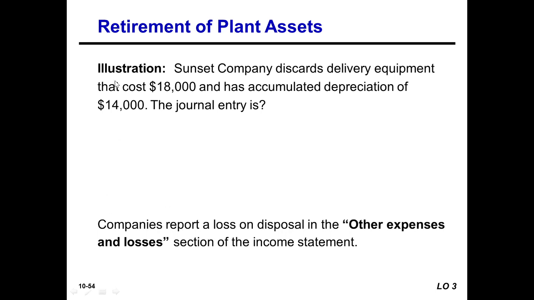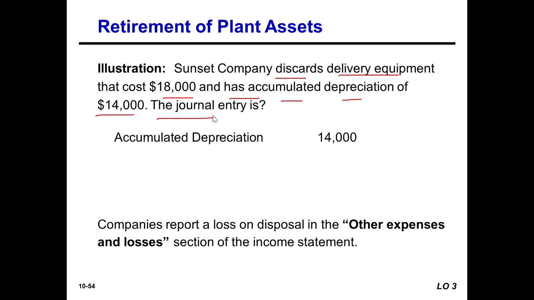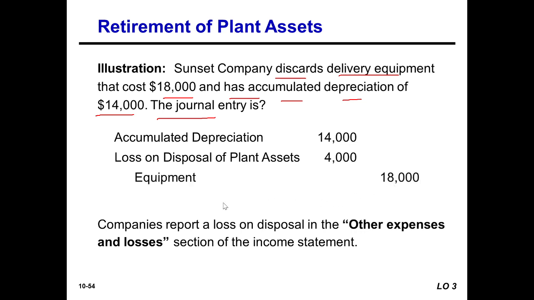Now an illustration. Sunset company discards or disposes of its delivery equipment that cost $18,000 and has accumulated depreciation of $14,000. Okay, what would be the journal entry? So please look here, accumulated depreciation according to the question is 14,000, and the cost of the equipment is 18,000. So this 4,000 will be loss on disposal of plant assets.